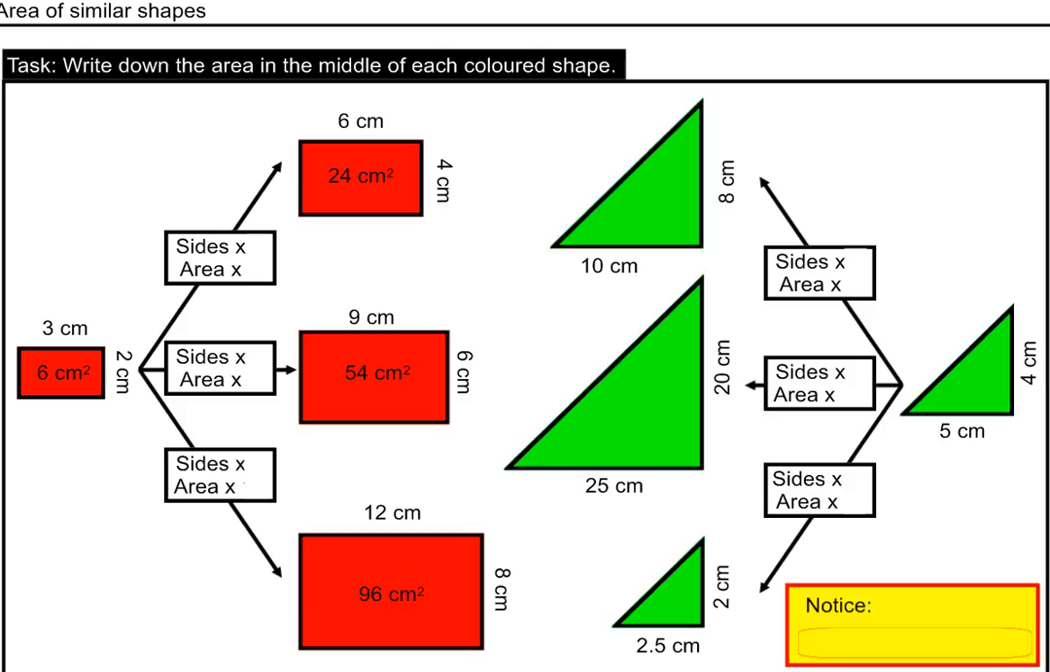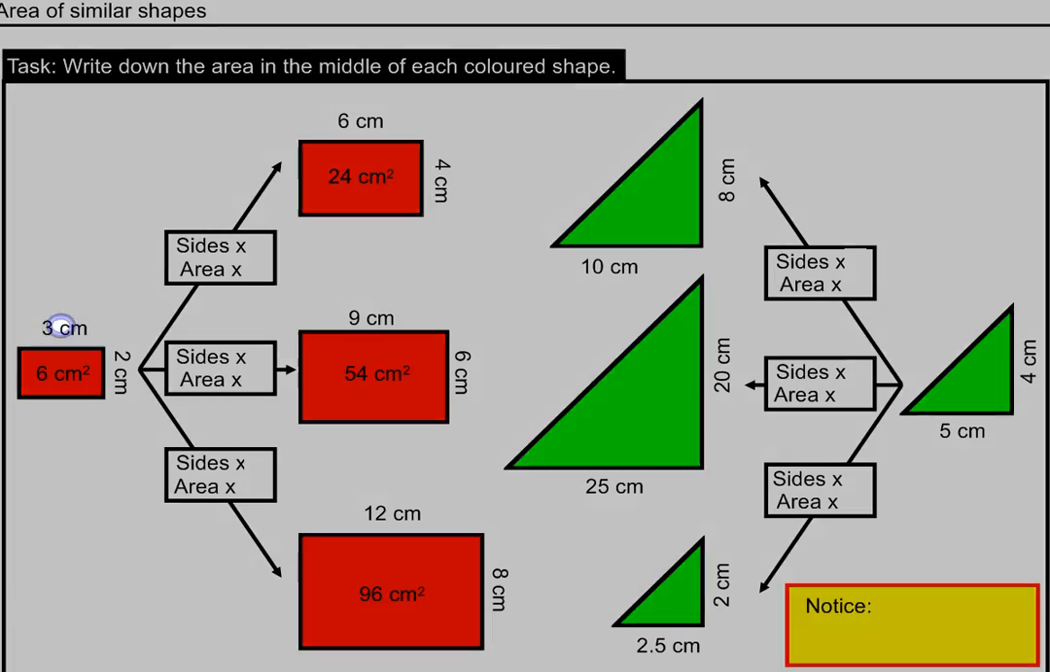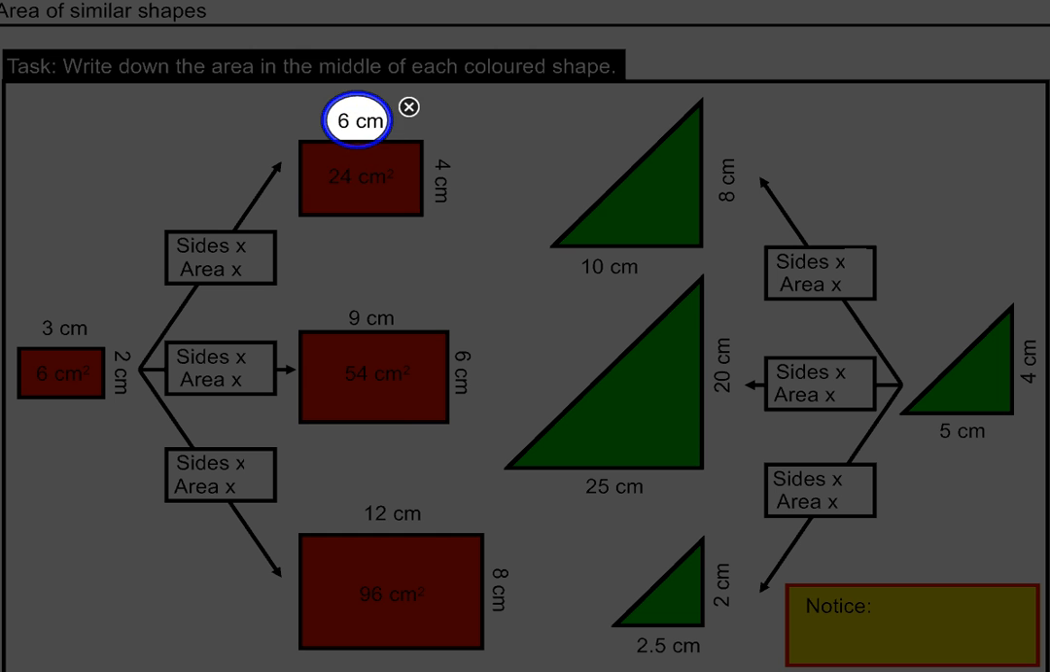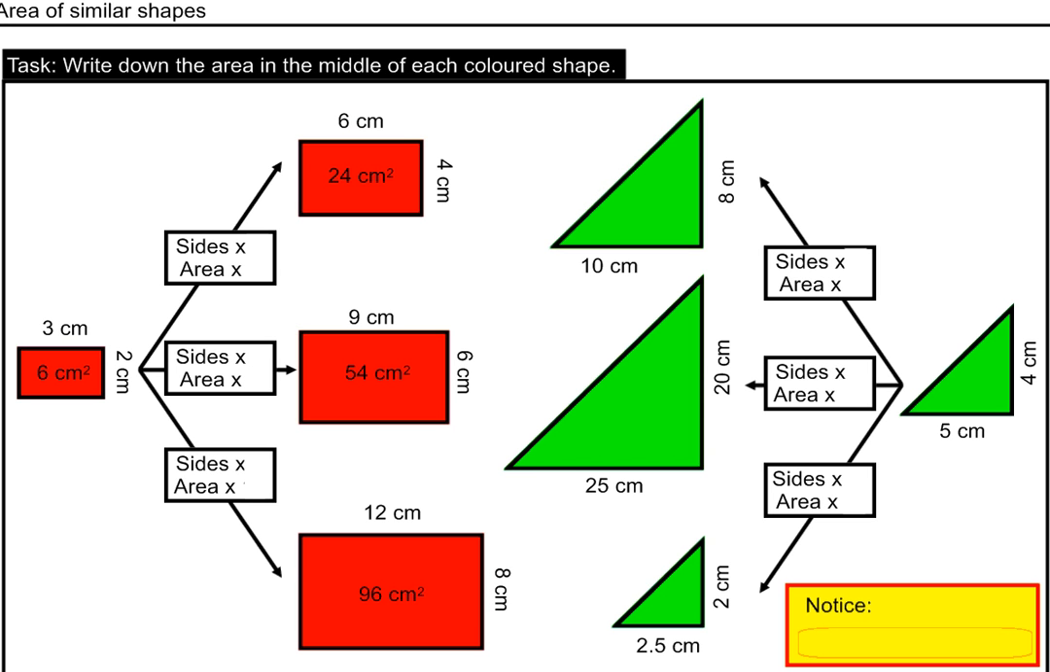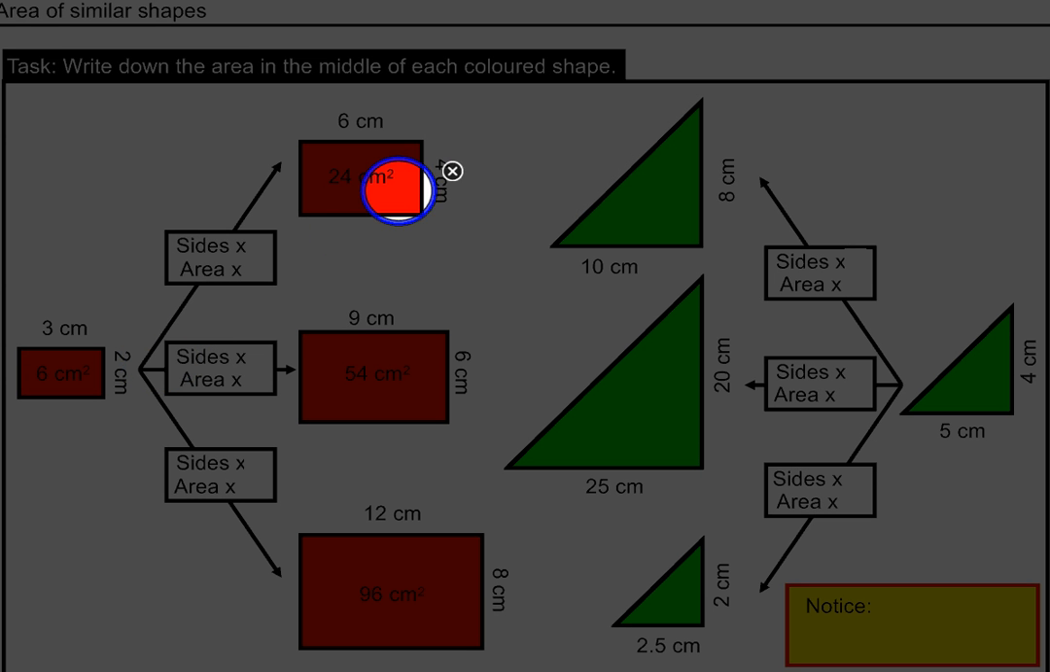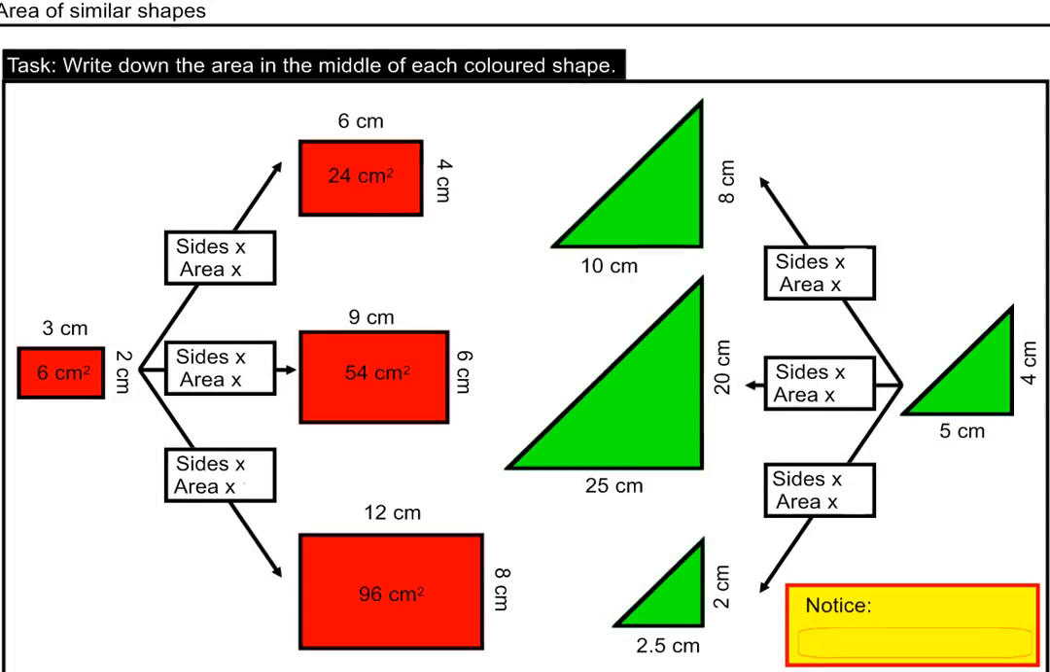Looking at these four rectangles, notice they're all similar. The 3 corresponds to the 6 here. The 2 corresponds to the 4. In each of these cases, they've got a scale factor of 2. The sides have been made 2 times bigger.